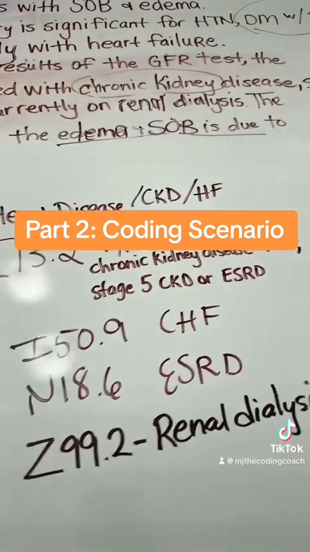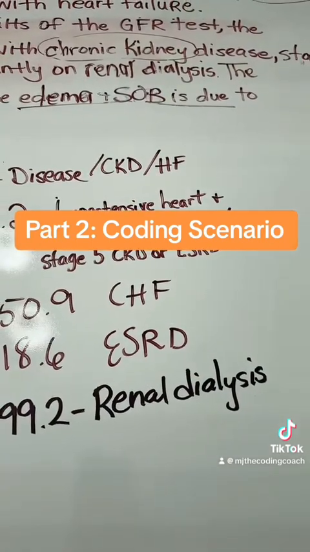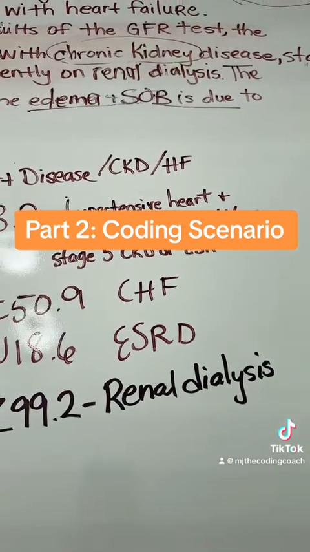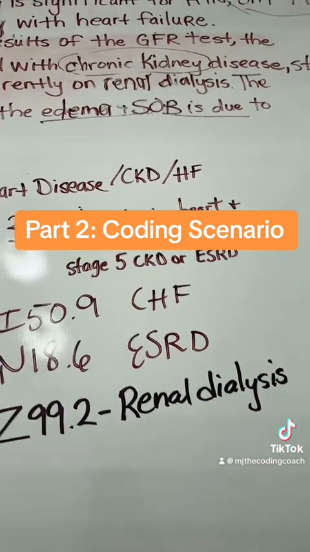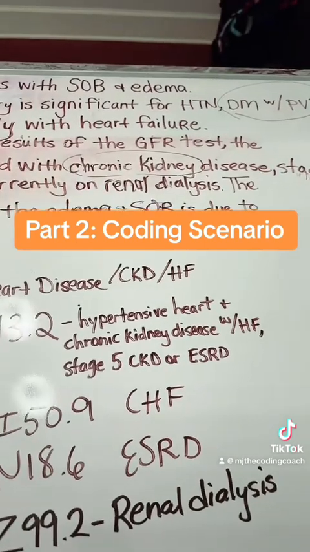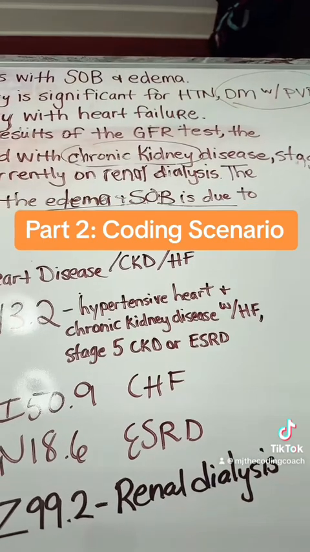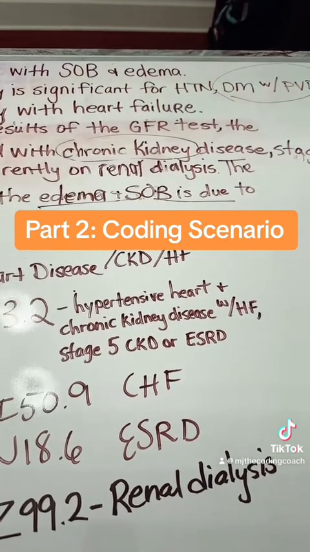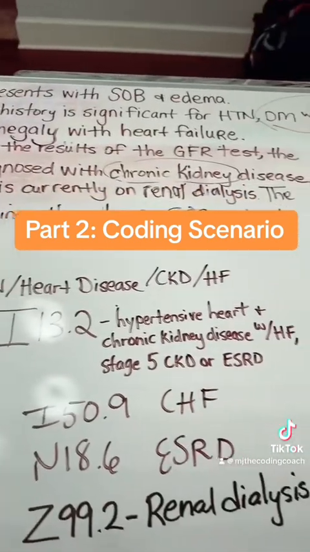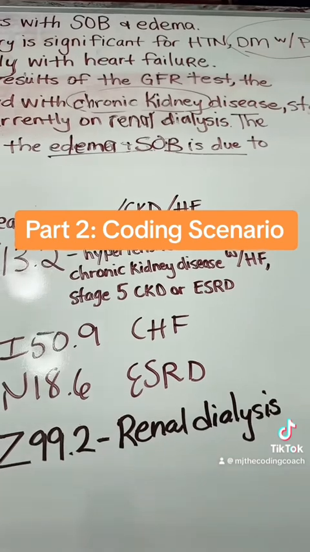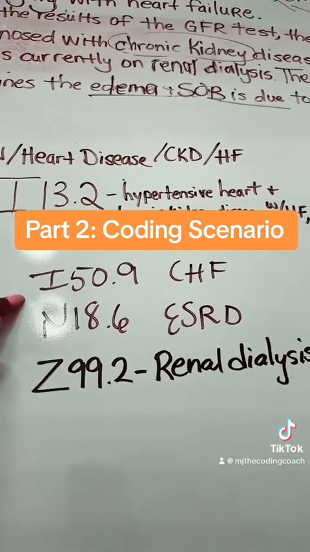So here's part 2. We stopped off knowing that I13.2 is for hypertensive heart and chronic kidney disease with heart failure in stage 5 CKD or end stage renal disease. And we know from the chart the patient is on renal dialysis. Anytime the patient is on renal dialysis, you know that they have ESRD, regardless of the stage that the provider put in the medical note. If they're on dialysis, it's ESRD, the end stage.